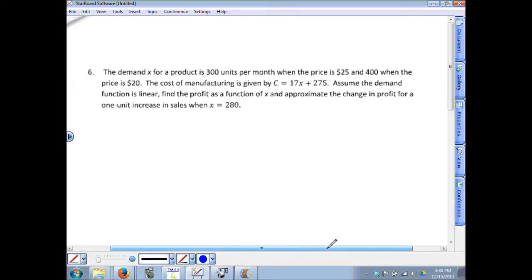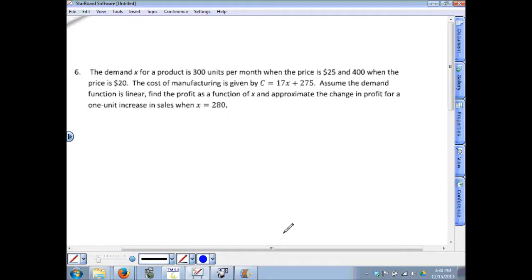Okay, question 6. We've been given some information about demand, so we're going to have to build a demand function again. And we're given a cost function. Assuming the demand is linear, find the profit as a function and approximate the change of profit for a 1 unit increase in sales when x equals 280. This is marginal analysis, is what this is. So they want us to approximate the change in profit.